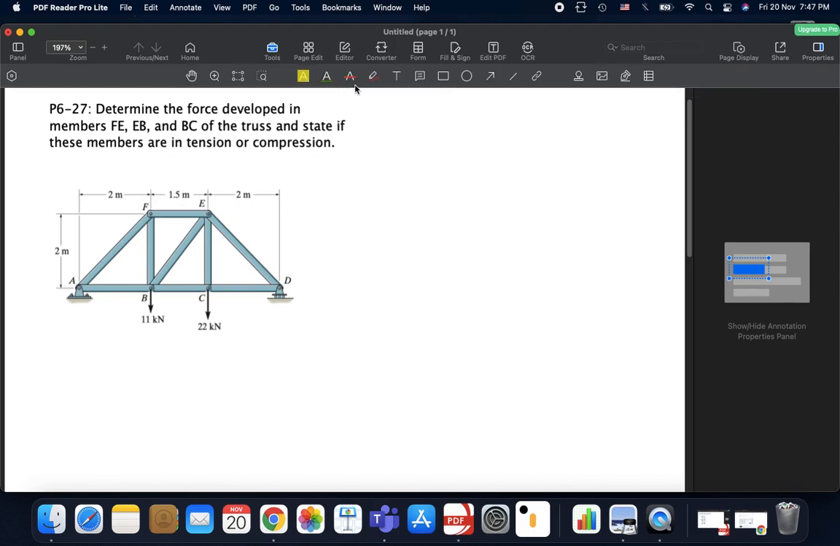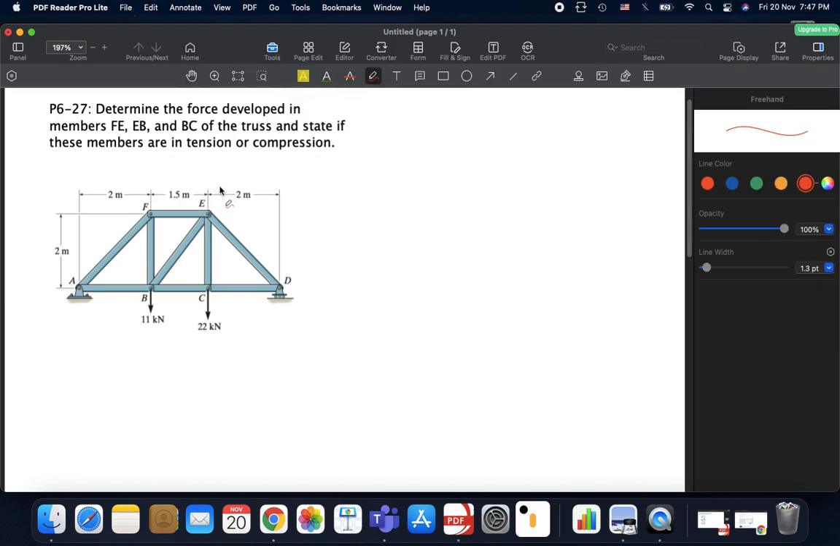What you need to do is first determine the section you need to make. If I were you, I would say, we need these 3 members, then I would make this section here. Call it AA, BB, whatever you like. We can work with the right side of the truss or the left side of that section. So 2 sections, the right section and the left section.